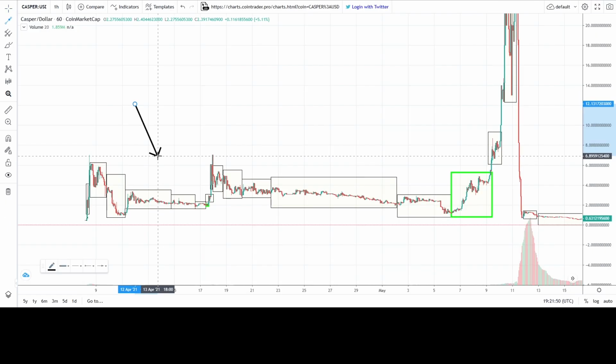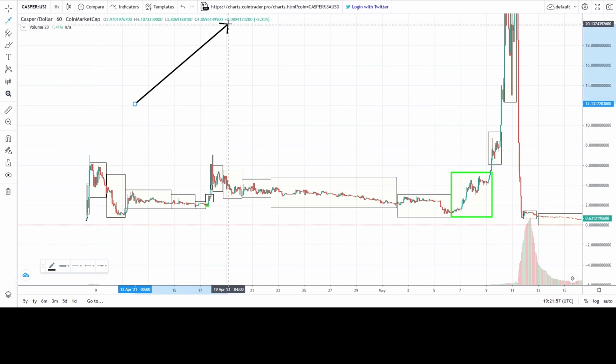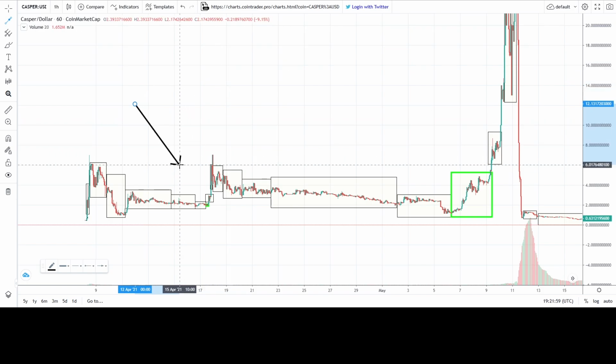So if we jump back to the very beginning of the Casper chart, now I'm no longer on TradingView. Instead, I am on charts.cointrader.pro. This allows me to go back on a small time frame. This is on an hour candle. And the importance of going back to the beginning is that this has a pattern that today's chart is following.